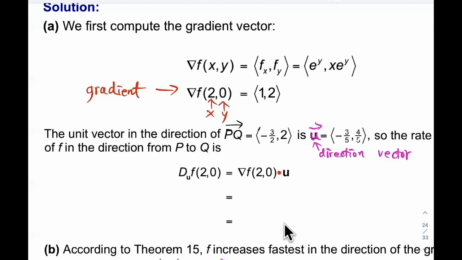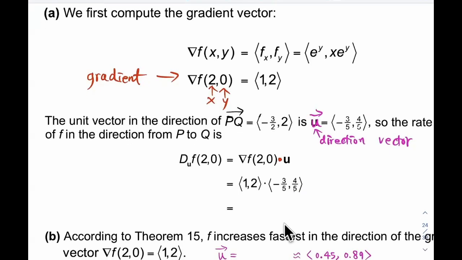Let's write down the two vectors. The first one is (1, 2). This one here is (-3/5, 4/5). Okay, can you guys do the computation? What does that equal to? Try that. 1? Yeah, it's 1. Okay, so that is equal to 1.